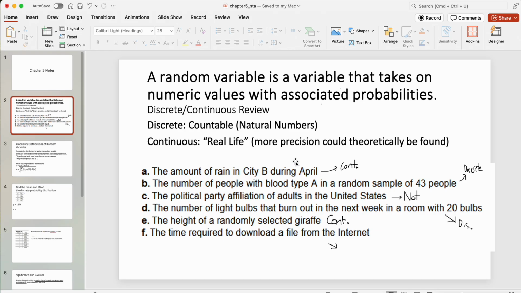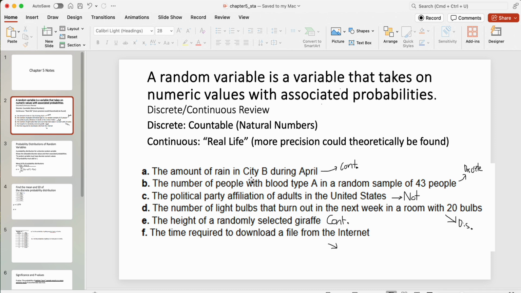So the amount of rain during April, that would be continuous, and notice what I mean by quote-unquote real life there. So when rain falls, the weather will say we got 5 inches of rain, 7 inches of rain, but that's not true. They probably got 6.893 inches of rain, or 6.893271, blah, blah, blah, but they rounded it up to 7 inches of rain because that just sounds better and it rolls off the tongue. But that's really a rounded estimate of a real life value; there's always more precision you could have found. So therefore the amount of rain would be a continuous measurement. It's a real life value. It's something that we can't count up.